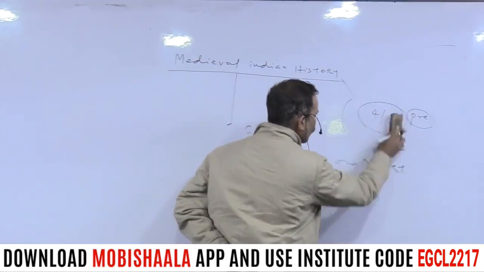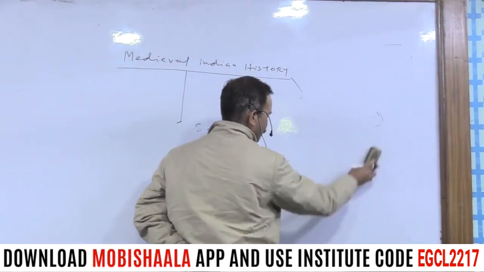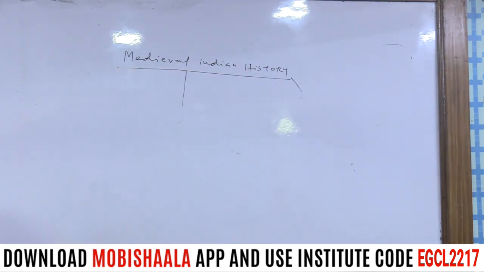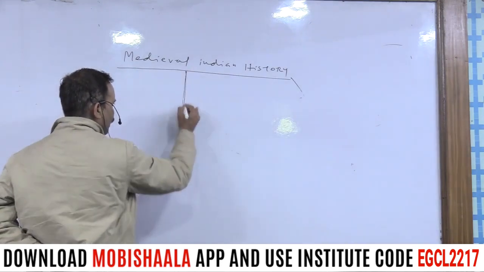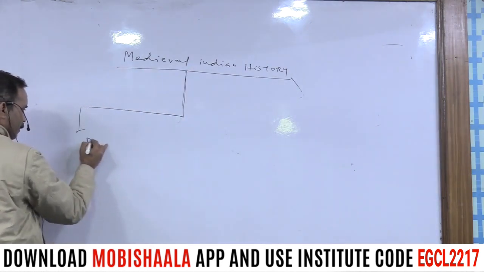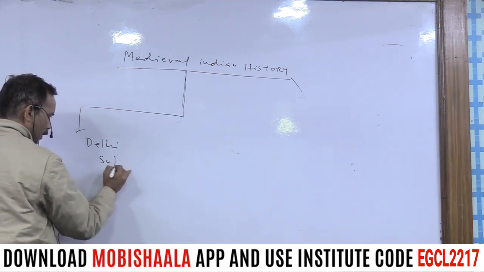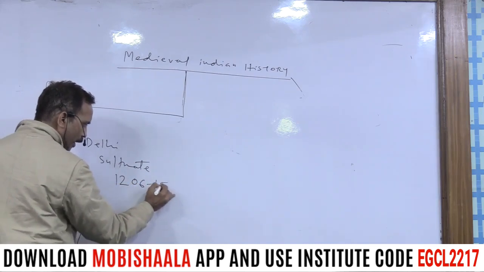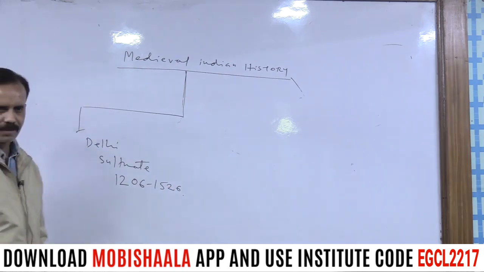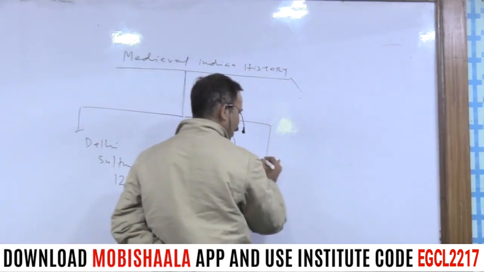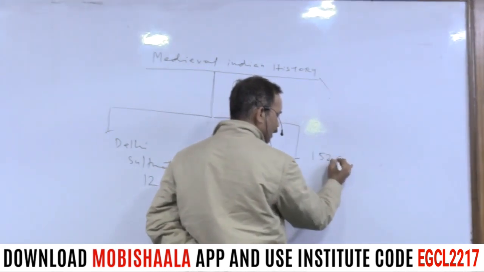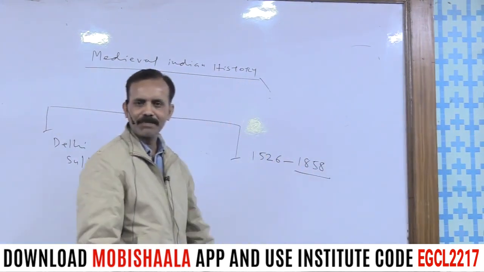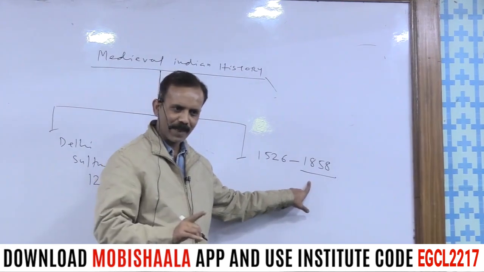Now, once you say medieval India, it means a history of 2 different dynasties. One was the Delhi Sultanate, from 1206 to 1526, the first phase, and the second phase came to emerge in 1526 up to 1858, the end of Mughal Empire in India, okay?